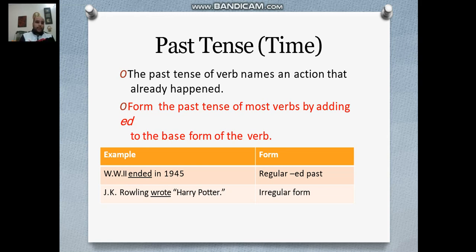You have to learn them by heart. We don't have any other solution. Just like, for example, cut, C-U-T, in the simple past is going to be cut. It's going to be the same. It's not going to change. Write, wrote, know, knew. And we don't have any pattern or a rule to use with those verbs.